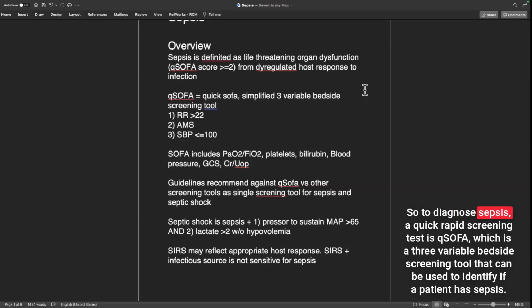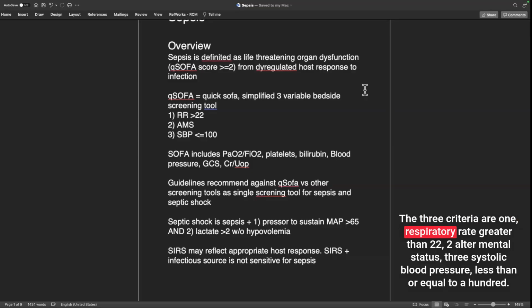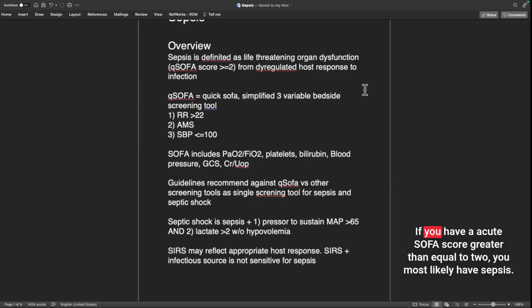So, to diagnose sepsis, a quick rapid screening test is qSOFA, which is a 3-variable bedside screening tool that can be used to identify if a patient has sepsis. The 3 criteria are: 1. Respiratory rate greater than 22, 2. Altered mental status, 3. Systolic blood pressure less than or equal to 100. If you have a qSOFA score greater than or equal to 2, you most likely have sepsis.